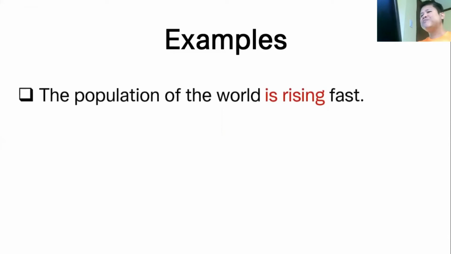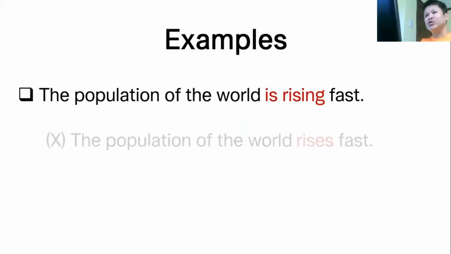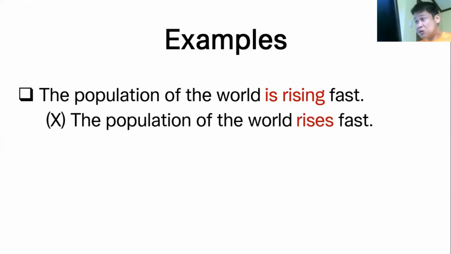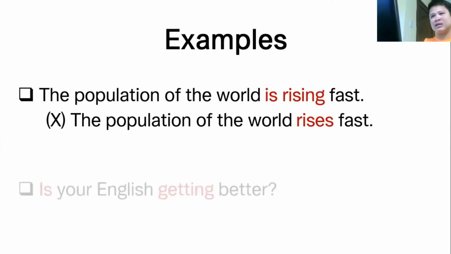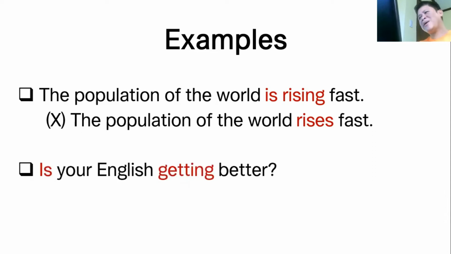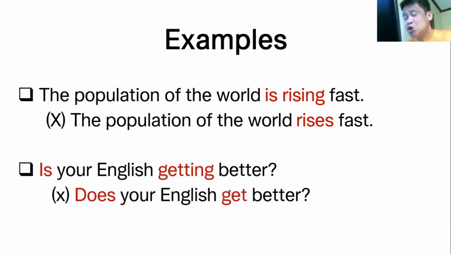Examples: the population of the world is rising very fast. We don't say the population of the world rises fast. No? Changes, development around now: is rising fast. Is your English getting better? We don't say, does your English get better? Changes, development, happening around now.